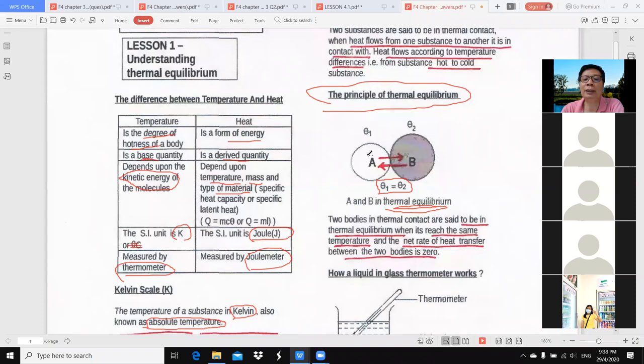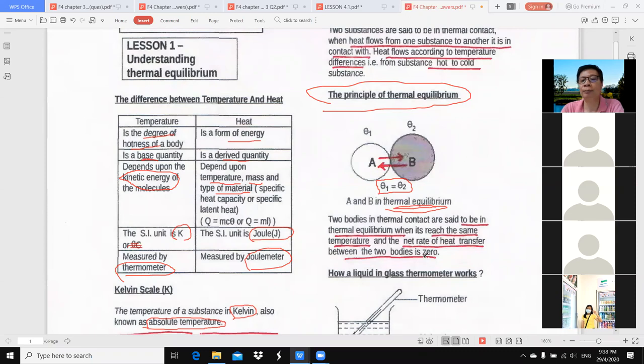Net heat transfer means the amount of energy transferred from A to B and the amount of energy transferred from B to A. Both of them are heat energy transfer, and the amounts are the same. So when you want to find the net heat transfer, you subtract, isn't it? Because they are the same, A to B is the same energy as B to A. So when you subtract, you get zero. Zero means net heat transfer becomes zero. Because when you subtract the same value, you get zero, correct?